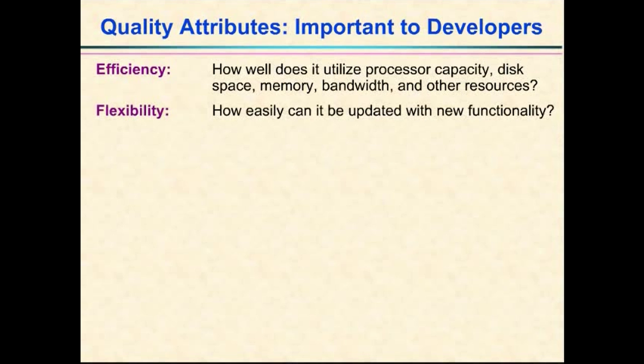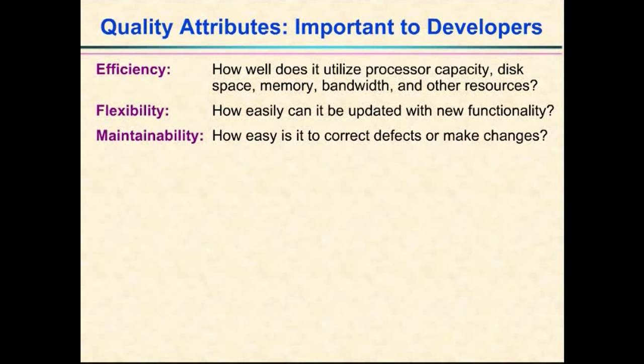By flexibility here, we are not referring to end-user flexibility in their tasks, but rather how easy it is to update and modify the system to add new functionality. Similarly, maintainability has to do with how easy it is for developers or support staff to make changes in the software or to correct errors that are discovered. Maintainability is influenced by how easy it is for someone besides the original author to understand the software code and other artifacts.